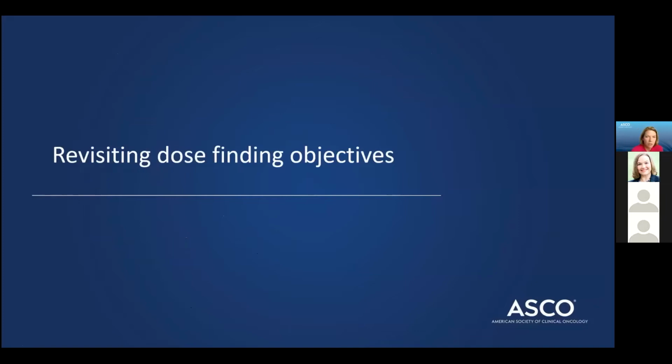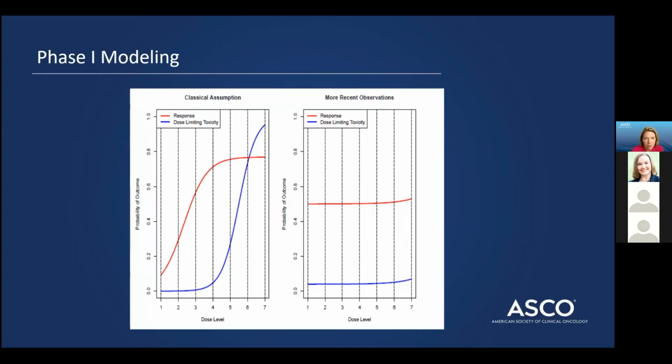Okay, so now I want to talk about revisiting the dose finding objectives. Like I noted earlier, we've historically believed a model that looks like this, and this has to do with the fact that cancer drug development really was very much focused on cytotoxic treatments. Here we have response shown in red. As dose increases, the probability of a response should increase. And also as dose increases, the probability of DLT, dose limiting toxicity, should increase.